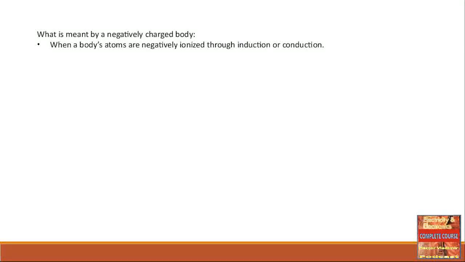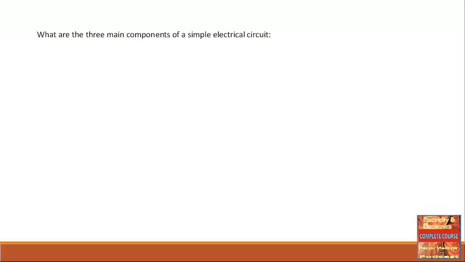What is meant by a negatively charged body? When a body's atoms are negatively ionized through induction or conduction. What is induction? It is the transfer of atoms through an electrostatic field. What are the three main components of a simple electrical circuit? A voltage power source, a conductor, and a load or resistance.